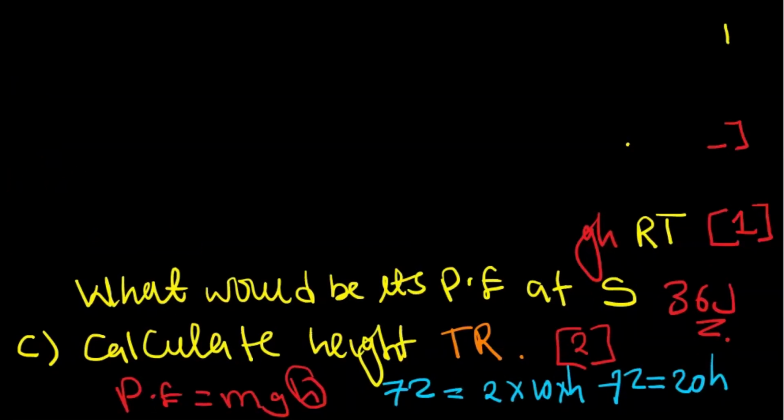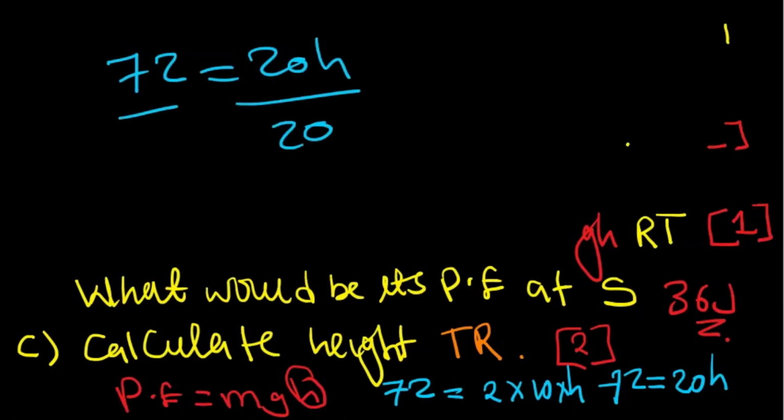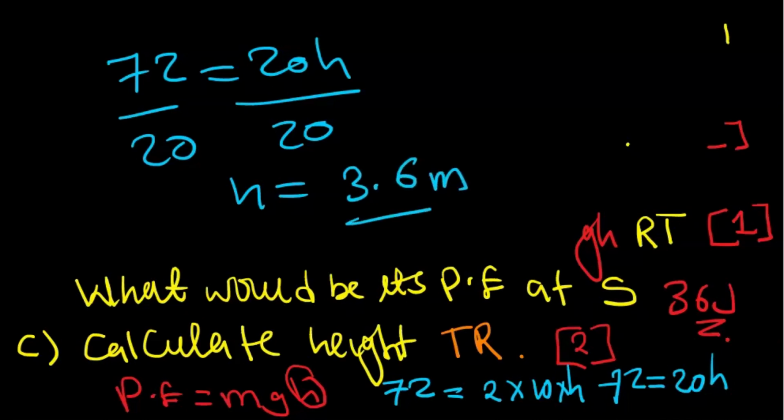So finding the height, we are saying 72 is equal to 20h. If you make h the subject, leaving h alone there, we are going to have h is equal to 72 divided by 20, which is 3.6 meter. So our height is 3.6 meter. So that is how you find the height, and you can see the calculations that are involved, and this is the reason why the question was given 2 marks.